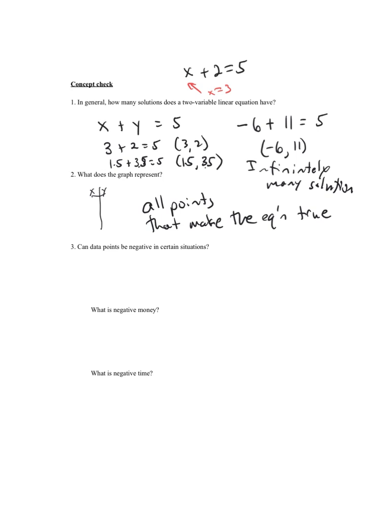Can data points be negative in certain situations? Yes, we actually just saw a couple of those. Some examples: negative money, we just said, would be like debt. Negative time would be in the past. And there are other negative values that could come up in equations as well, just depending on the context.